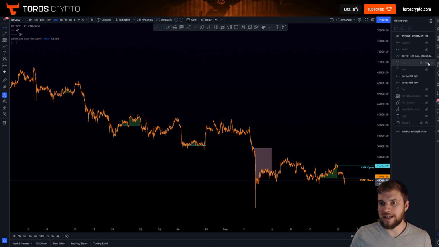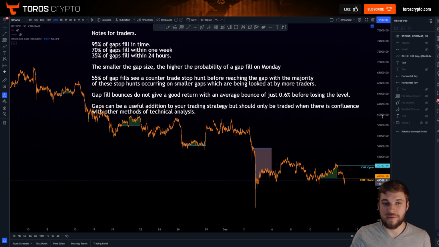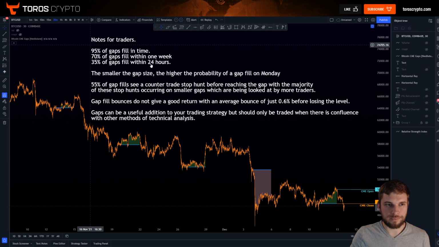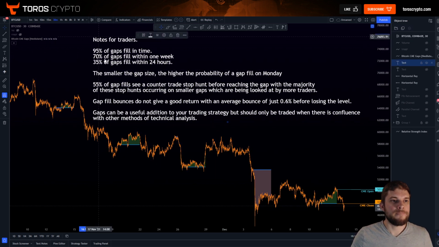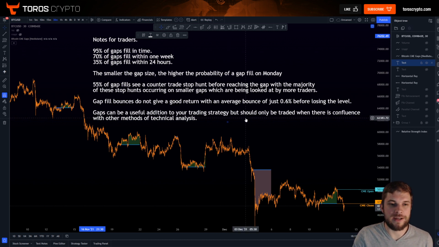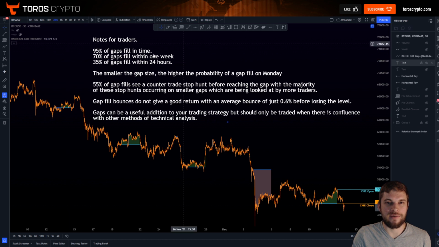So let's just have a look at some notes for traders on this, okay? So let's make it a little bit easier to see. So some notes for traders here. Gaps fill 95% of the time, okay? So that does mean that out of all the gaps that there are on the Bitcoin chart, 95% or actually more than that now of those gaps have filled. 70% of those gaps will fill within 1 week, and 35% of those gaps will fill within 24 hours.